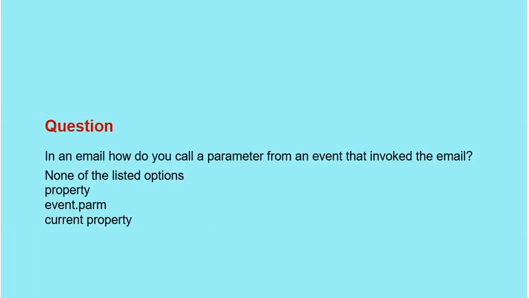Question is, in an email, how do you call a parameter from an event that invoked the email? Option A. None of the listed options. Option B. Property. Option C. Event.parm. Option D. Current property.